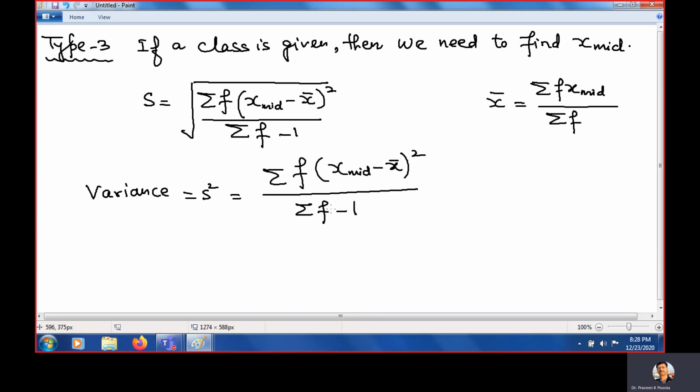It is same to same as type 2, when frequencies are given and when mid values are given. There is no change. Only what is the change? You need to find the midpoint of the data value and then you need to repeat the same procedure. Clear? So this is how we are going to solve.